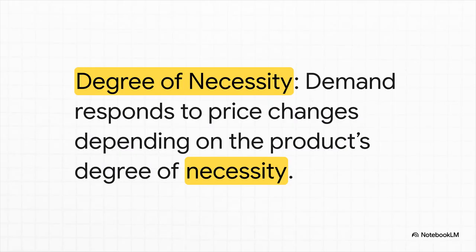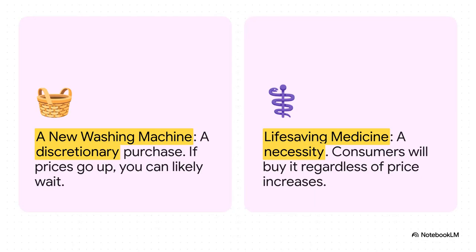Okay, next up is how badly you actually need the product. Is this a must-have, or is it more of a nice-to-have? A new washing machine is a perfect example of an elastic good. If the price goes up and your old one still kind of works, you'll probably just wait. It's something you can put off. But something like life-saving medicine, say insulin, that is the absolute definition of inelastic. It's a necessity. Demand isn't going anywhere, even if the price goes way, way up.